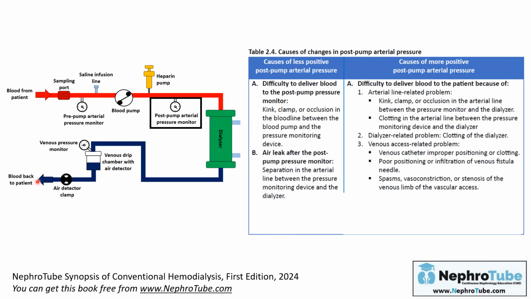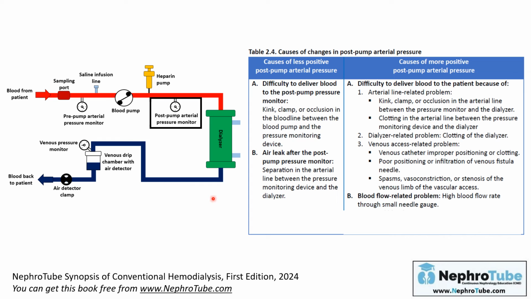Again, sorry for the disruption at this point. Any problem in the vascular access will cause increased resistance to the blood return to the patient, increasing the pressure in the post-pump arterial pressure monitor. For example, improper positioning or clotting of the venous access, poor positioning or infiltration of the fistula needle, or spasm or vasoconstriction in the vascular access itself.